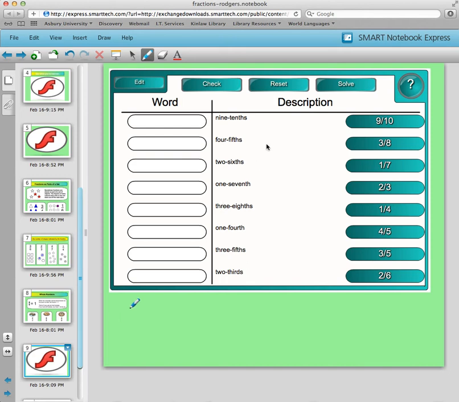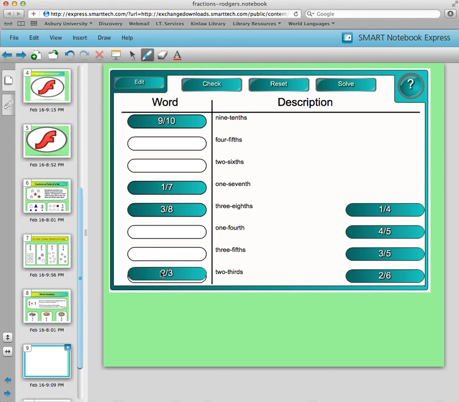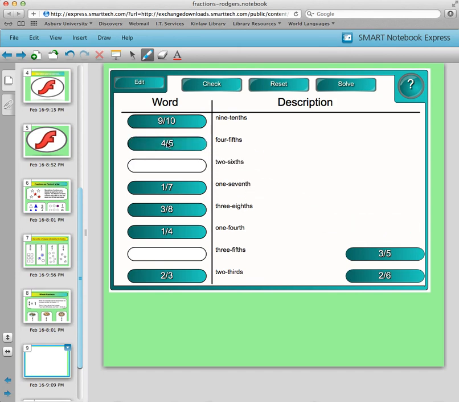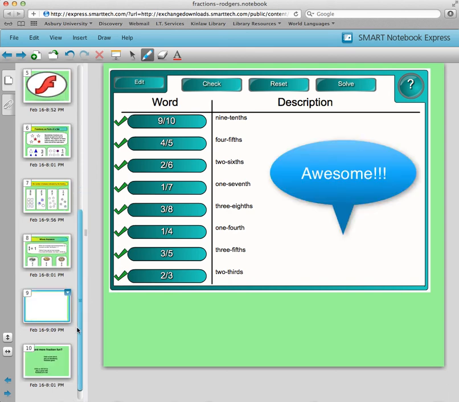On slide 9, students can do another activity where they can click and drag fractions to match the words. And once they're done, they can click on check, and it'll tell them which ones they got correct or which ones they got wrong.